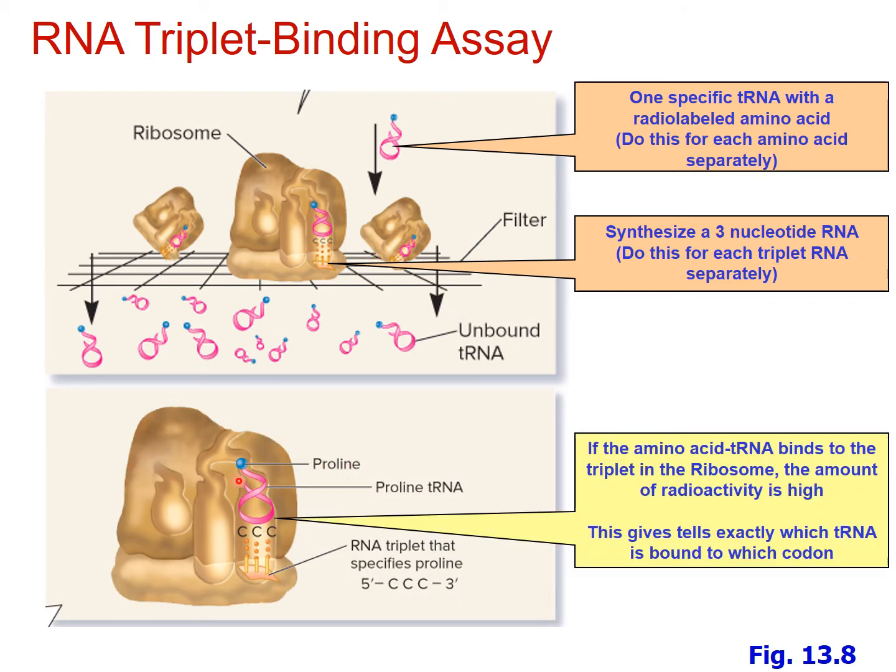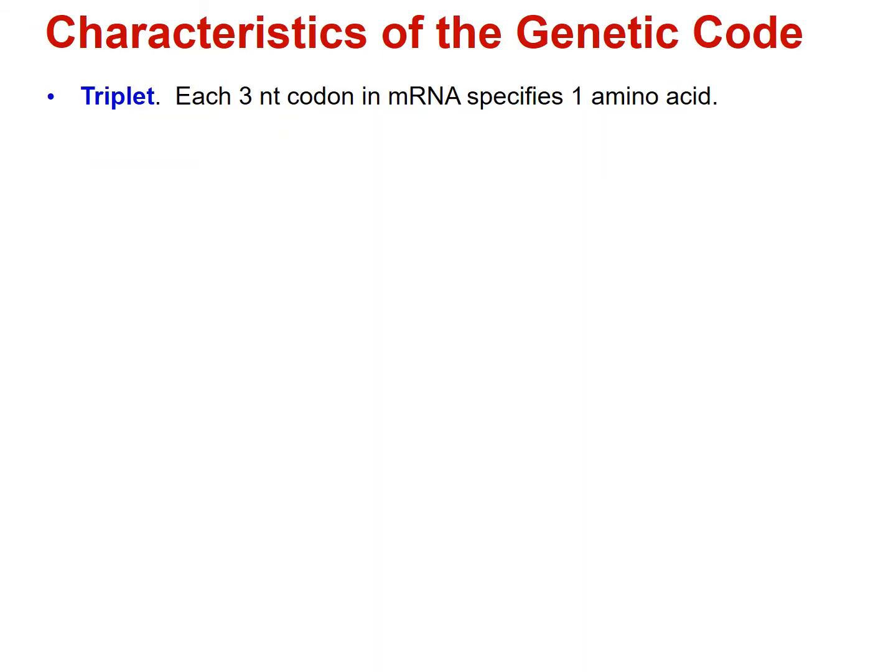So what we end up getting is something that looks like this. We have the labeled proline sitting at a particular triplet. And this tells us exactly which tRNA is bound to exactly which codon. Okay, so they did a lot of work. This was a massive undertaking, but it was important, and we learned a lot of things about the genetic code.